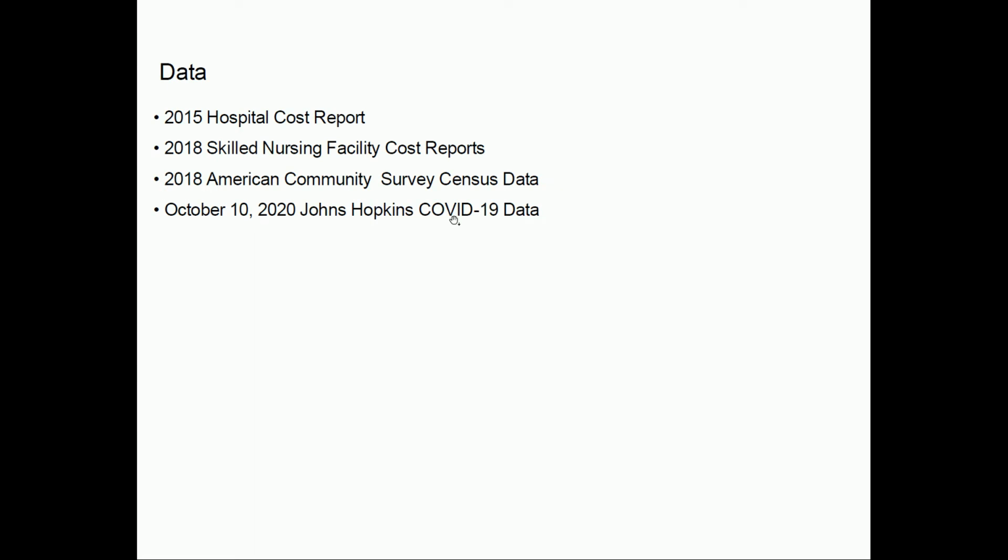Okay, the input data consists of the 2015 hospital cost report data, which is public and on the web. All this data is on the web. 2018 skilled nursing facility cost reports, 2018 American Community Survey census data, and census SF1 data, and October 10th, 2020 Johns Hopkins COVID-19 data, which is a day-by-day compilation of deaths and cases due to COVID-19.